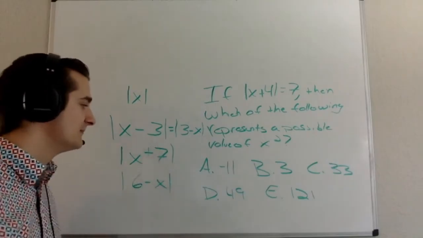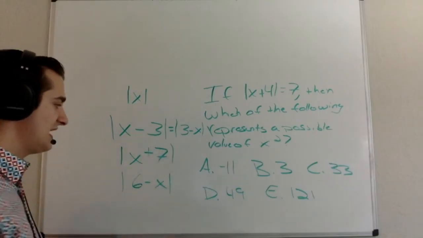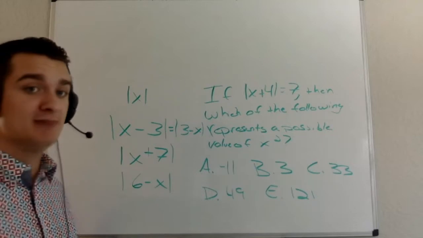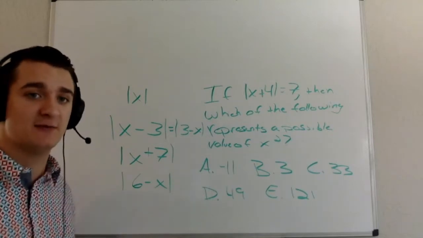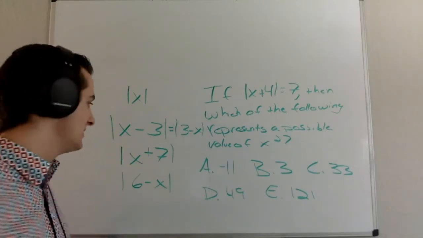However, if I change things around here, and let's say I have the absolute value of x plus 7, well, I could think of the absolute value of x plus 7 as the absolute value of x minus negative 7, right? Minus negative 7 is the same as plus 7.